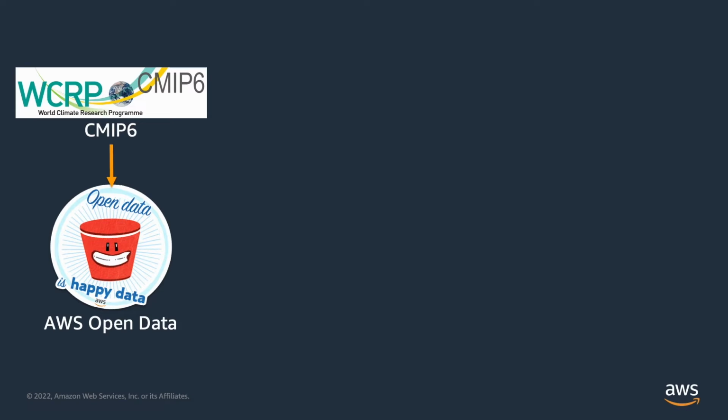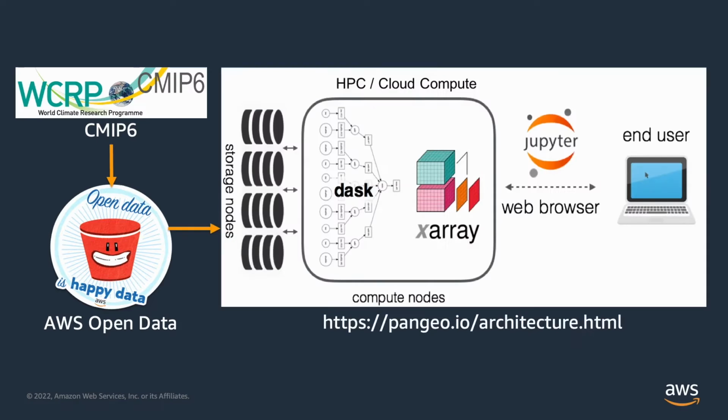The CMIP6 data that we'll look at today is in Zarr file format, and it's hosted on Amazon's S3 object storage service. To make my calculations run faster, I will be using a combination of Xarray and Dask to distribute my computations across many CPU cores spread out across a number of underlying Amazon EC2 compute instances.